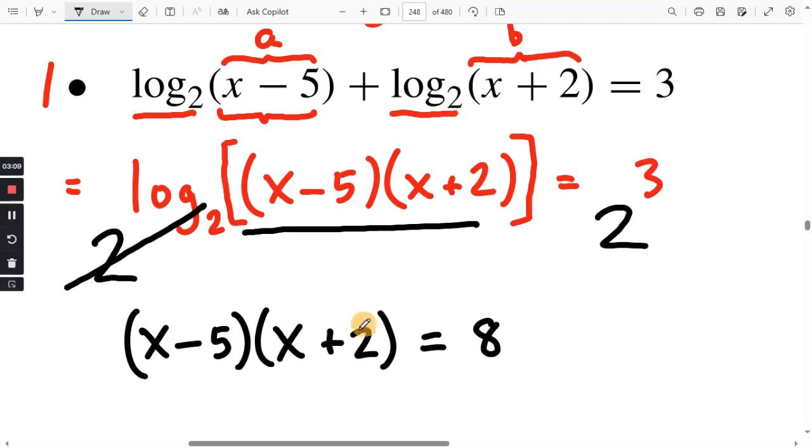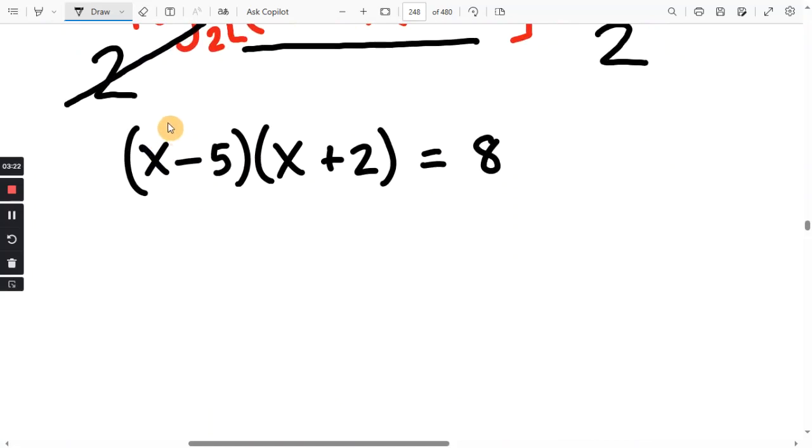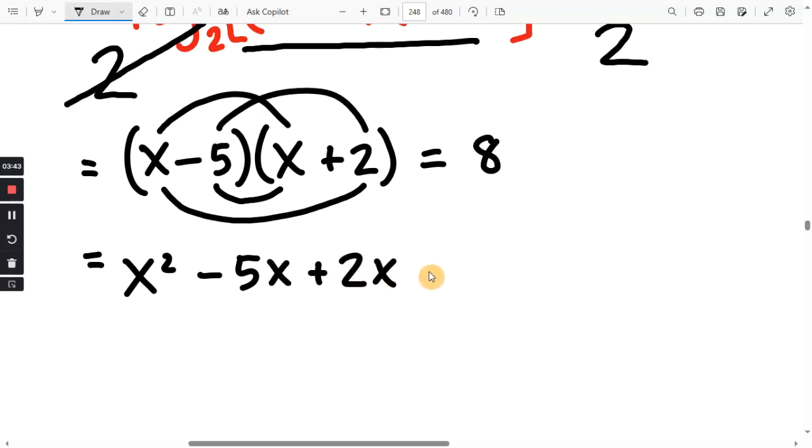Now I see we're going to have a quadratic, and quadratics have to be set equal to 0 in order to solve. So we're going to have to unpack this and subtract 8 from both sides. Let's do FOIL. X times x, that's x squared. Inner is negative 5x, and outer is positive 2x. If you want to combine them in one step, that's fine. And last, negative 5 times positive 2, and that equals 8.